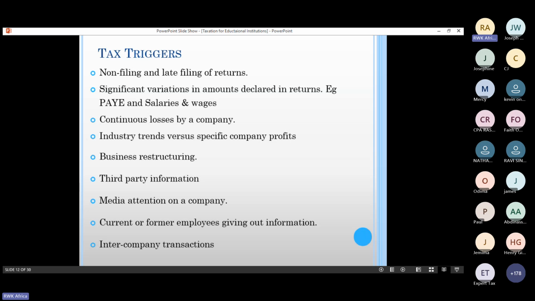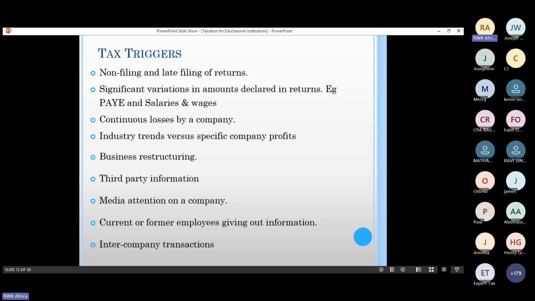Then you have business restructuring. You want to restructure your business. So also KRA will be interested in this, the process of restructuring. Why and how is it happening? So they want to verify whatever you have been reporting to them. Is it actual? Are you filing the right taxes? Are you paying the right taxes to them? So business restructuring is another call for audit.